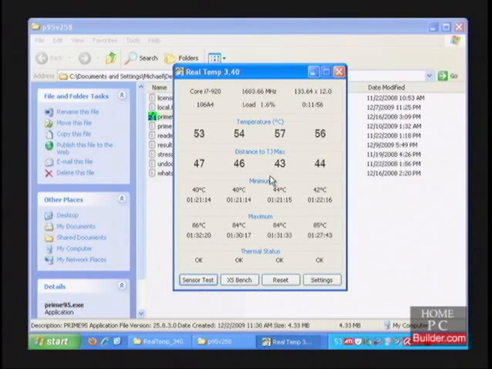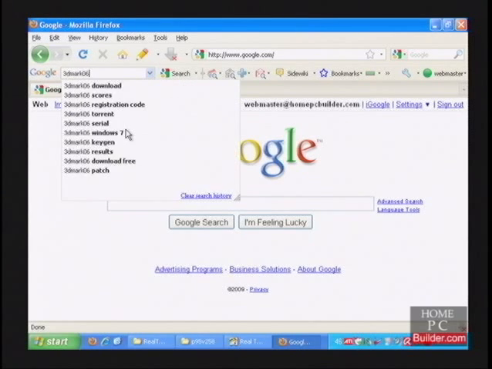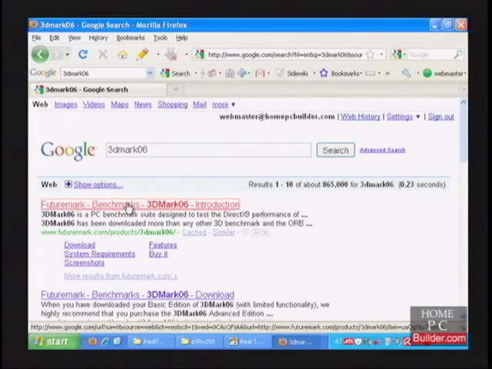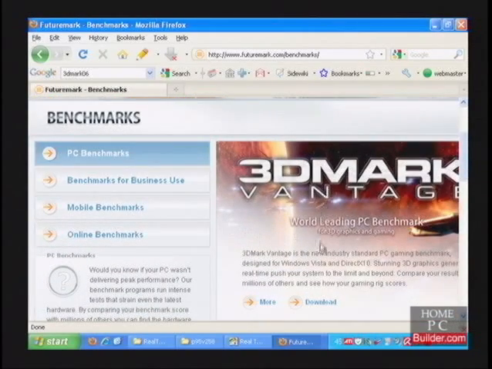To get a gauge on how well our CPU is performing with the stock settings, we need to run a CPU benchmark. We're running Windows XP here, so we'll download 3DMark 06. If you're running Windows Vista or Windows 7, you can download 3DMark Vantage. Vantage does not work in Windows XP.